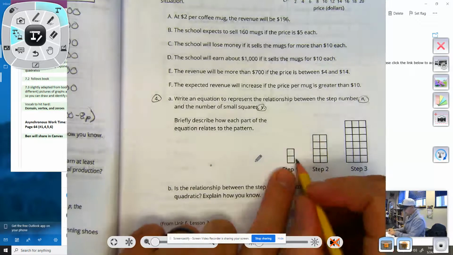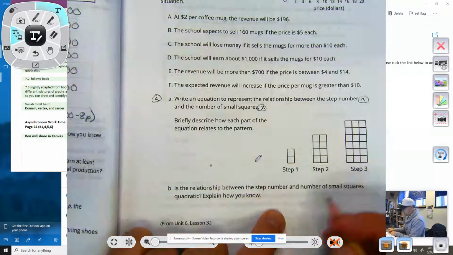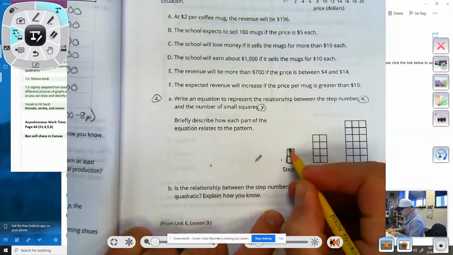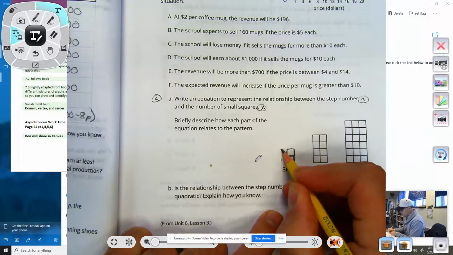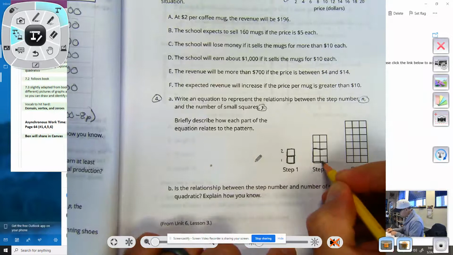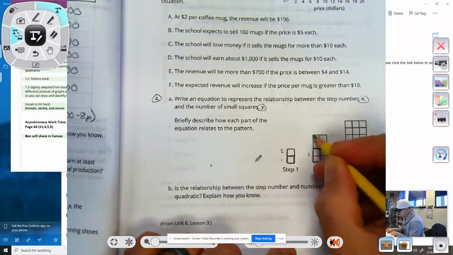And the reason we say that is because we're looking for perfect squares when we see this. Now here I see 2 perfect squares. I see one down here and one up here. Okay, let's see if that pattern continues. Here's a perfect square, 4 by 4. And here's another perfect square.